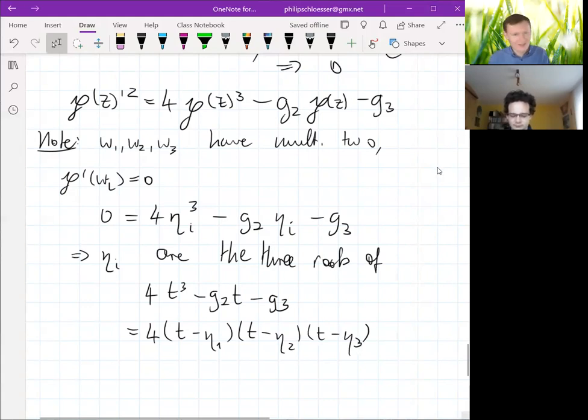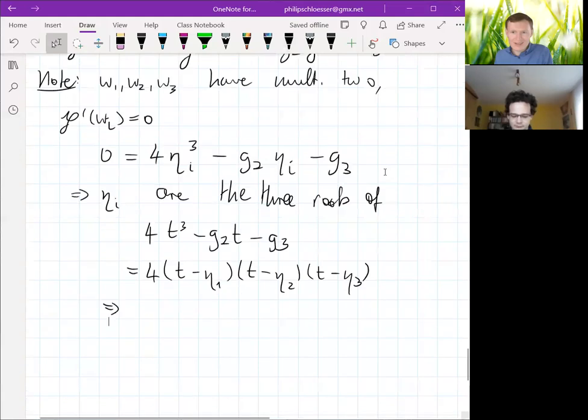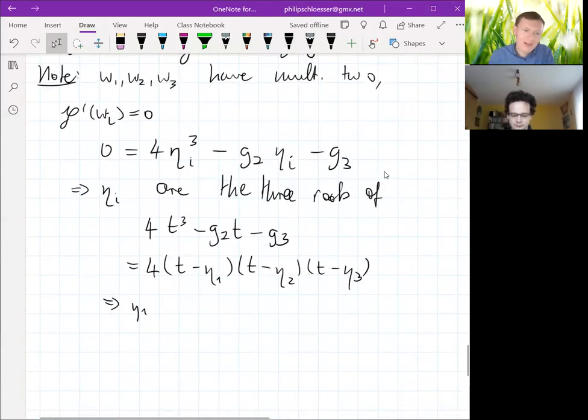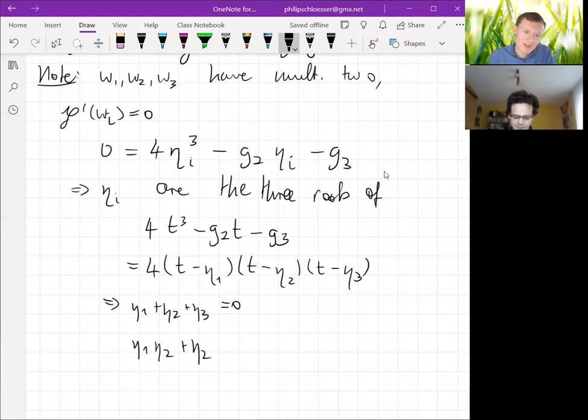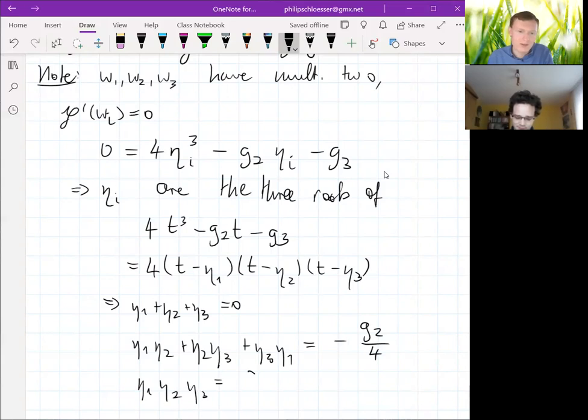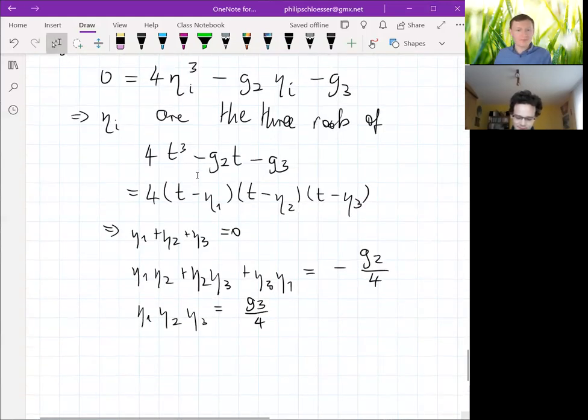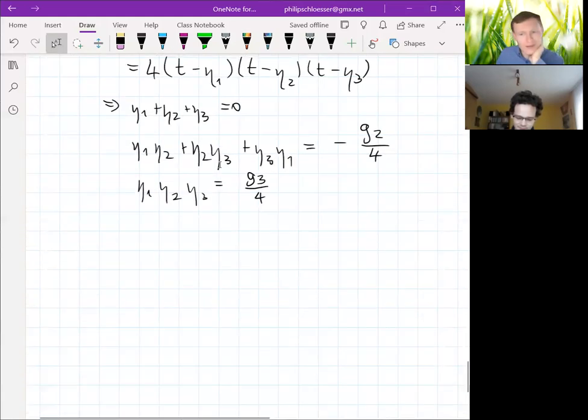which then means that, well, eta 1 plus eta 2 plus eta 3 is equal to 0, and eta 1 eta 2 plus eta 2 eta 3 plus eta 3 eta 1 is equal to minus G2 over 4, and eta 1 eta 2 eta 3 is equal to G3 over 4. But I don't know, doesn't really matter. That's just some idle theorizing.